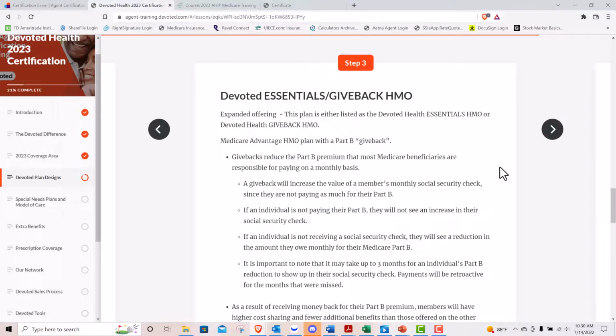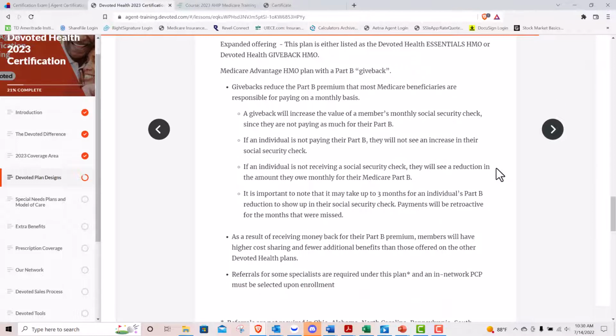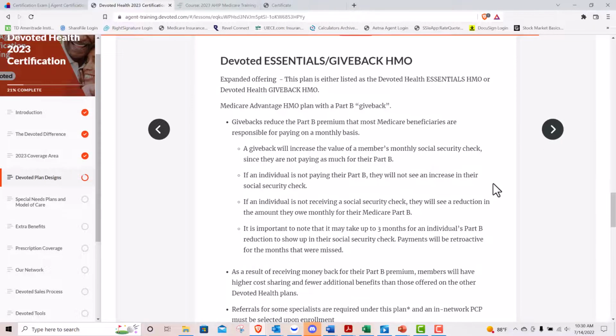Essentials give back. This has no Part D and has a give back. And it is an HMO, so for those of you who have clients that are on perhaps the VA or TRICARE, things of that nature, you probably don't want to sign up for this plan if you have them in the states and counties that you sell in.